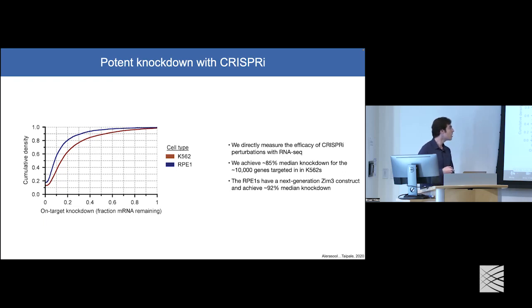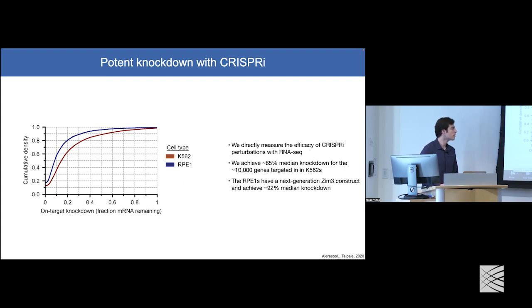And so here I'm showing this in the two cell types. In K562s, we achieved median 85% knockdown across the about 10,000 genes that we targeted. In the RPE1s, we used a slightly better dCas9 construct that we absolutely wish we had used for the K562 experiment as well, but it wasn't available at the time. And for the RPE1s, we achieved a median 92% knockdown of the genes that we were targeting.